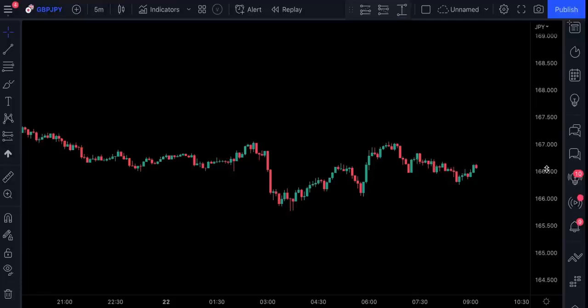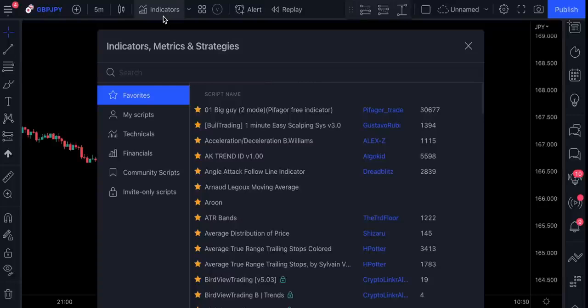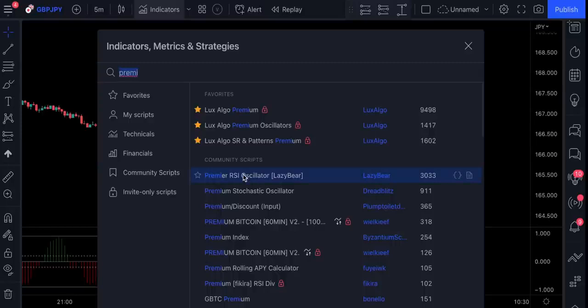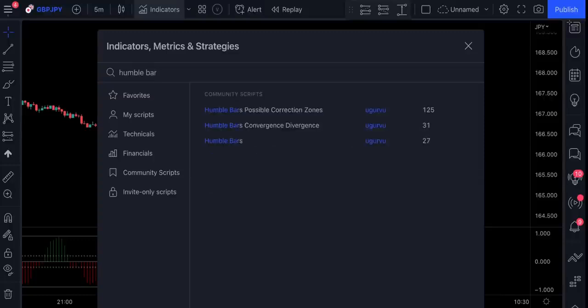Okay, so the creator of this strategy mentioned that it works perfectly well on a Forex market and it's suitable for scalping. And for this strategy, we will need to add 2 indicators. So for the first indicator, let's search for Premier RSI Oscillator. This indicator by Lazy Bear. And for the second indicator, let's search for Humble Bar Correction. Humble Bar's possible correction zones, actually, this one right here.